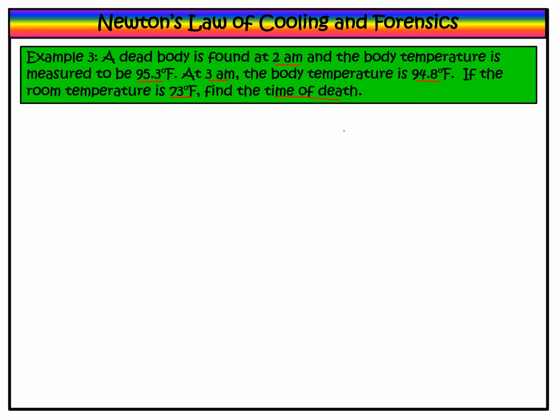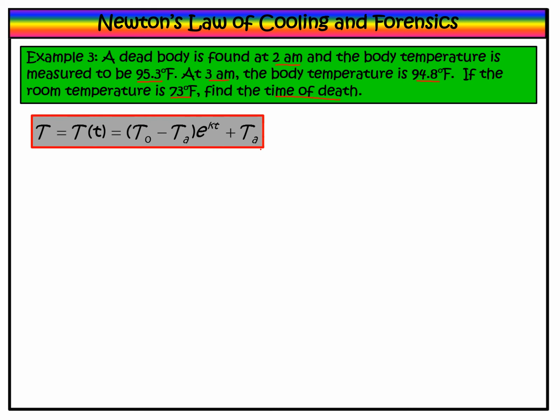So this is our forensics application. So let's lay out what we know in terms of the variables that we have defined, like t sub 0 and t sub a, etc. So first of all, let's bring our equation from the previous slide, which is T equals (T0 minus T sub a) e to the kt plus T sub a. So we want to fill in as much as we can of this.